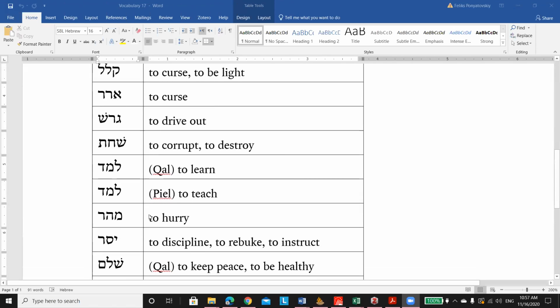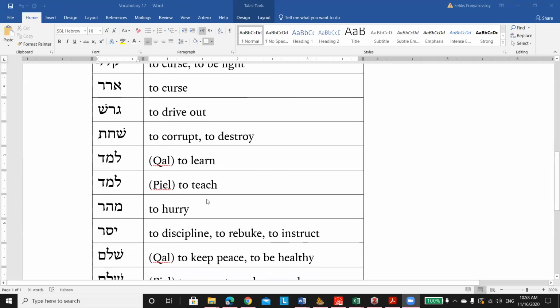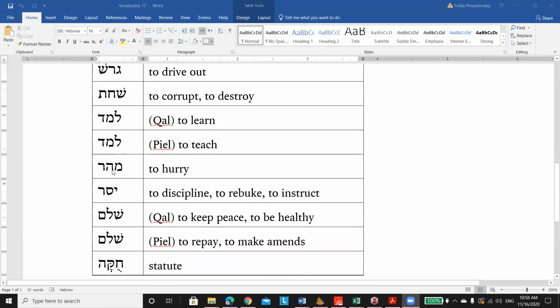But pay attention to this word, lamad. When it occurs in Kal, it means to learn. But when it occurs in Piel, it means to teach. So do you see the meaning is different? Maher, to hurry. Do you remember the name of one of the sons of Isaiah? Maher Shalal Hashbaz. Maher is to hurry. So this is just the way how we can memorize this root.